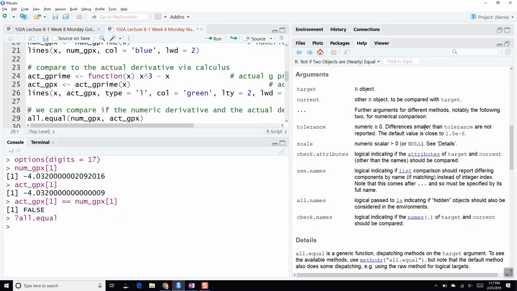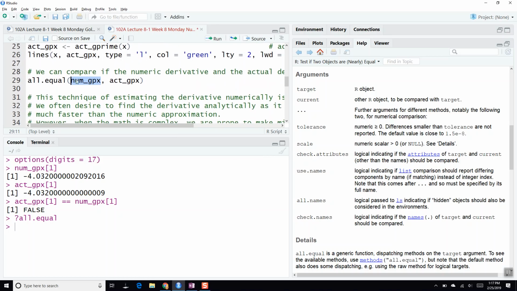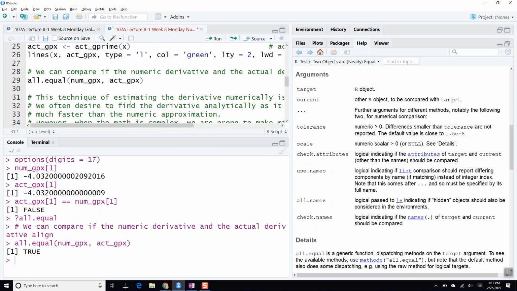And so we're going to use all.equal, and if we ask, is the numeric gradient or the numeric derivative equal to the actual derivative in terms of being nearly equal using all.equal, that returns back true. Okay, so we have 4.03200000209, whatever. We've got some difference here, but that's within the tolerance of around 10 to the negative 8. And if it's bigger than that difference, then all.equal will come back and say there's a little bit of a difference here.